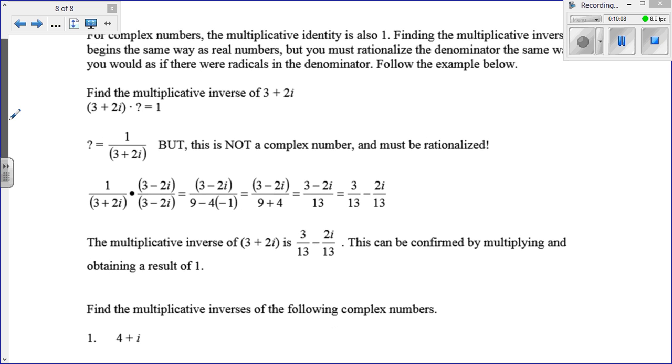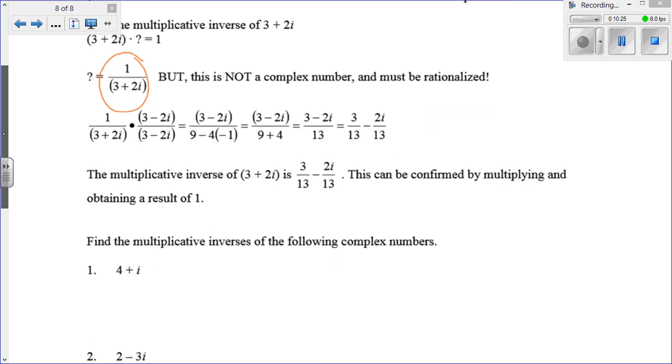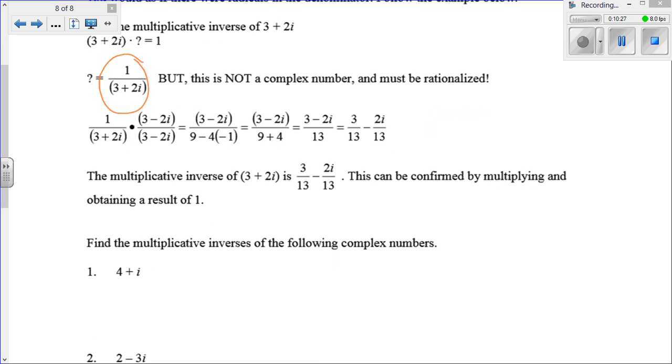So, find the multiplicative inverse of 3 plus 2i. So 3 plus 2i times what is equal to 1? Well, this is what would go in place of my question mark: 1 over 3 plus 2i. But this is not a complex number. It must be rationalized because you can't have an i in the denominator. So I multiply by the conjugate again.